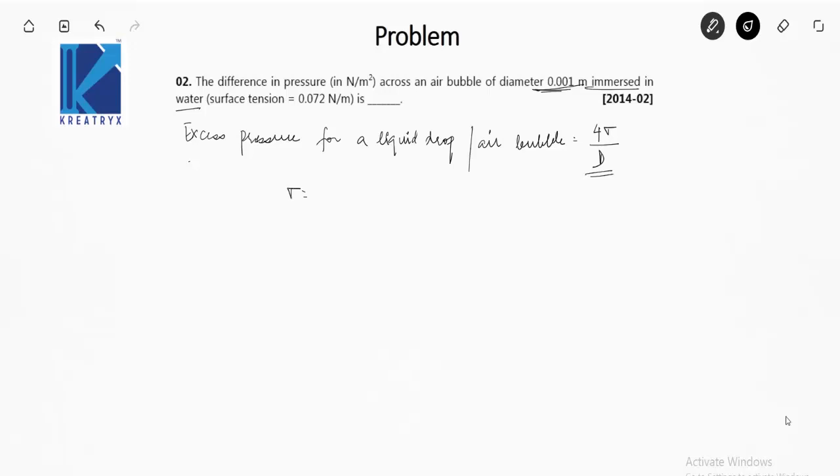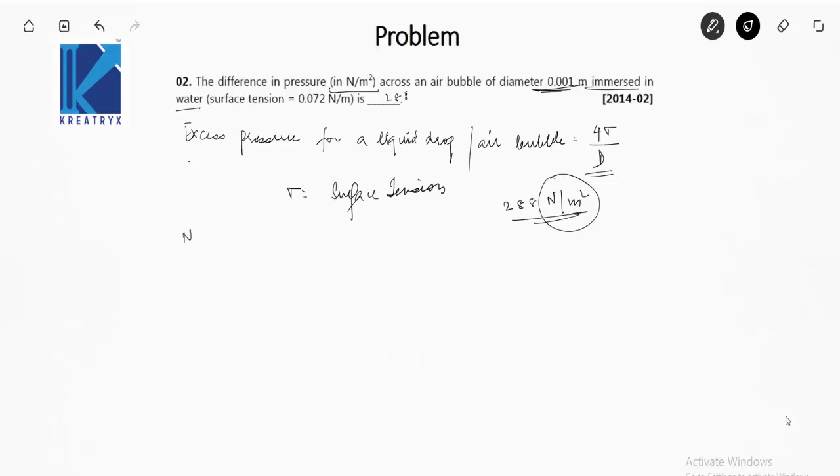Sigma is surface tension and D is diameter, which is given as 0.001 meter. Put the values and you will get the excess pressure as 288 Newton per meter square. Take care of the units: you have to fill the answer in Newton per meter square, and you have got the answer in Newton per meter square. So the answer will be 288.